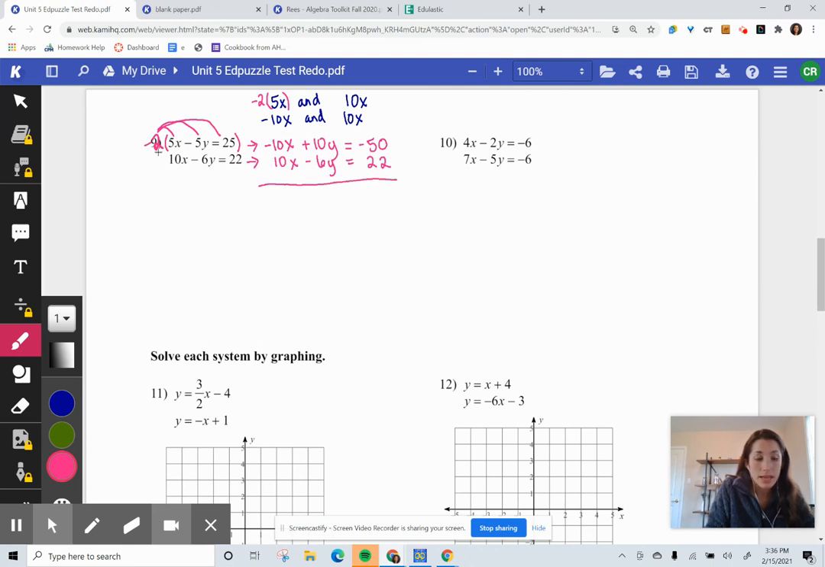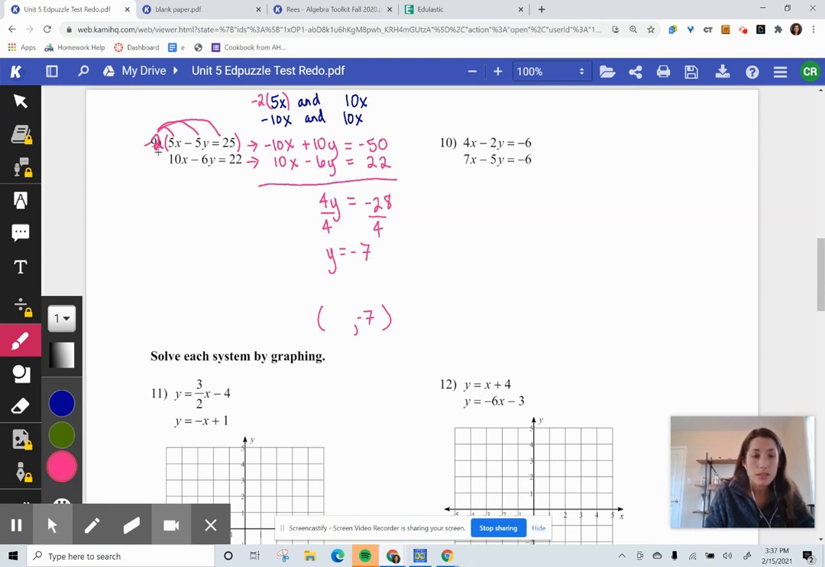When we add our x's together, that's 0. 10 minus 6 is 4y. And then negative 50 plus 22 is negative 28. If we divide both sides by 4, we get y equals negative 7. So we've got our y value, which is negative 7.